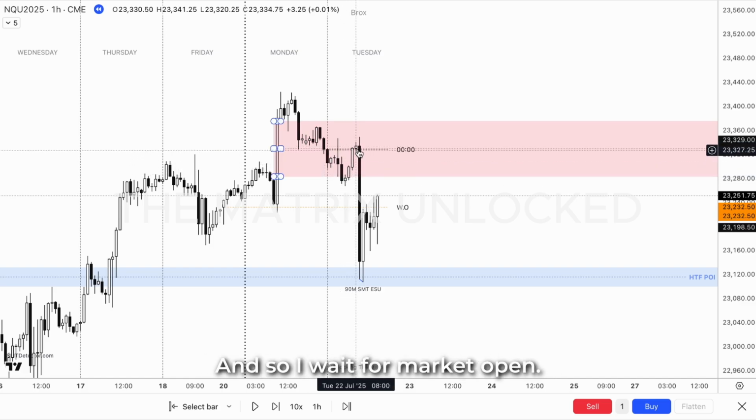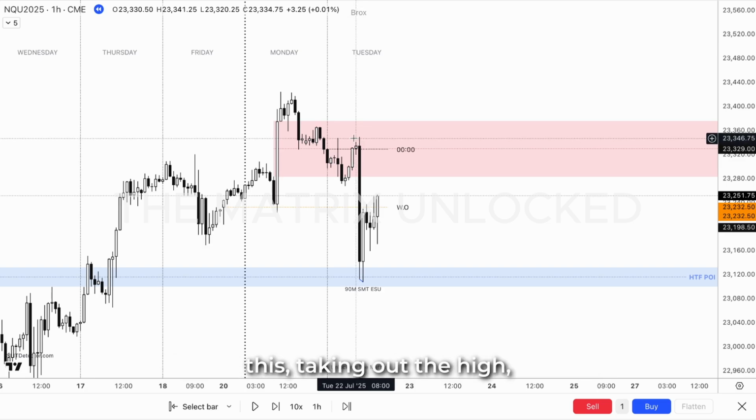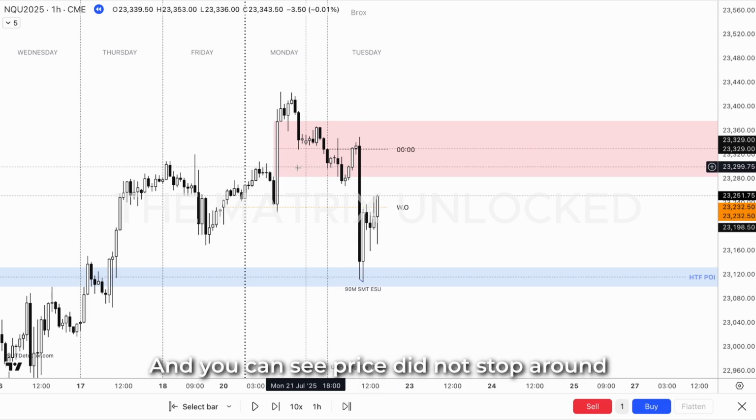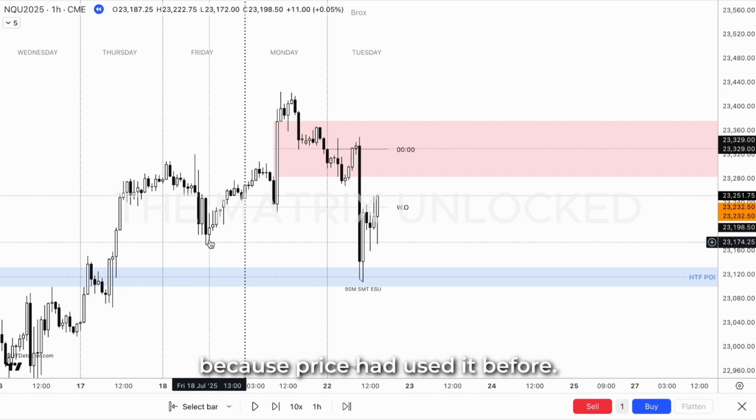And so I wait for market open. You can see we actually get a sell setup as we retrace into this, taking out the high, forming a quite rapid sell down here. And you can see price did not stop around these areas, which I was also monitoring, this imbalance right here, because price had used it before.